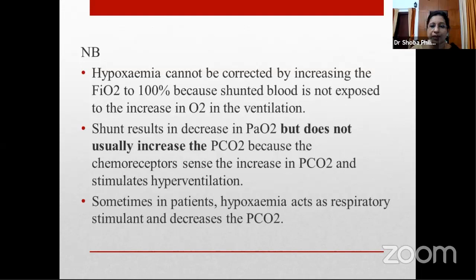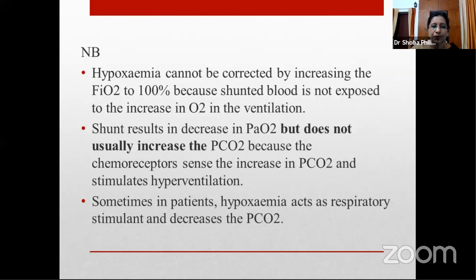Why? As Sir said before, the shunted blood is not exposed to the increase in oxygen by your ventilation. So whatever oxygen you increase by ventilation, if there is shunting, you cannot decrease the hypoxemia. Shunt always results in a decrease in PaO2, but it does not usually increase the PCO2. Why? Because when there is hypoxemia, the chemoreceptor senses it and stimulates hyperventilation, and this actually results in a decrease in PCO2.